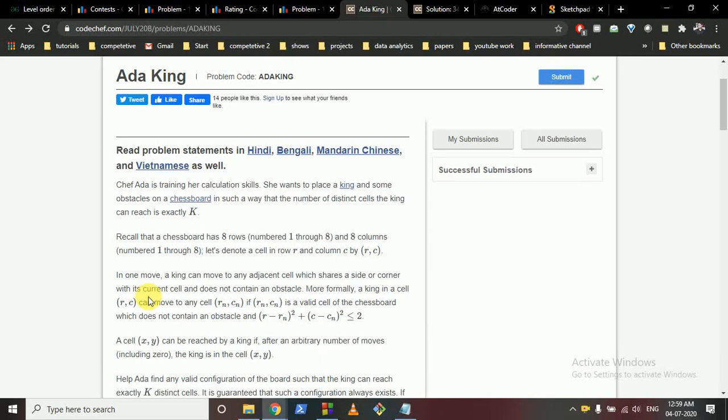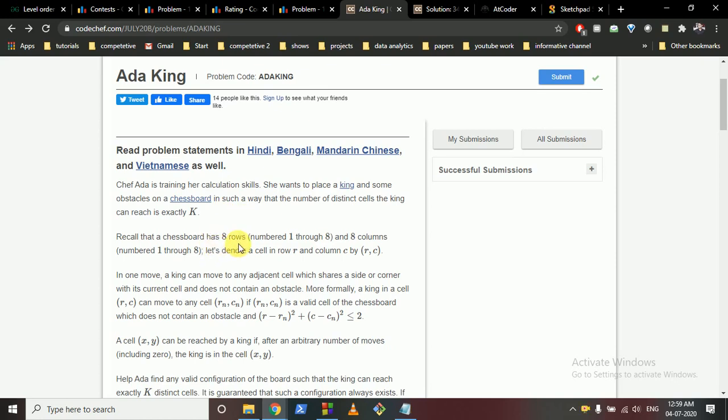Hello friends, so today we're going to discuss the problem from the CodeChef July Long Challenge, problem 3, Ada King. Chef Ada is training her calculation skills. She wants to place a king and some obstacles on a chessboard in such a way that the number of distinct cells the king can reach is exactly k.